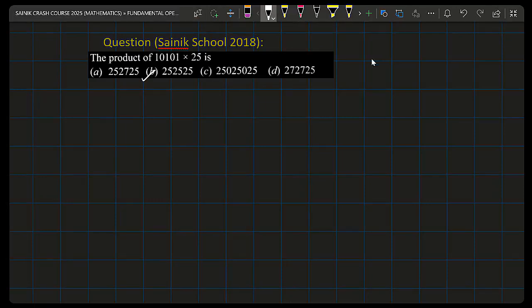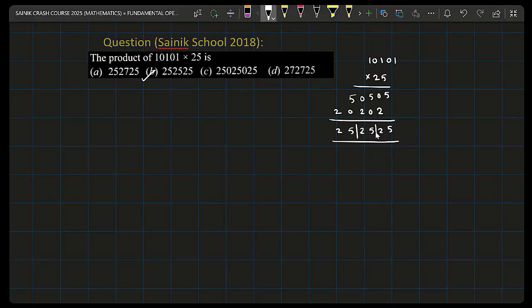Generally, most of the students will do it like this: 10101 multiplied by 25. We will do the normal multiplication operation. 5 ones are 5, 5 zeros are 0, 5 ones are 5. Next, 2 ones are 2, 2 zeros are 0, 2 ones are 2. Now while adding, we get 5 2, 5 2, 5 2. So we got 25 repeated 3 times.